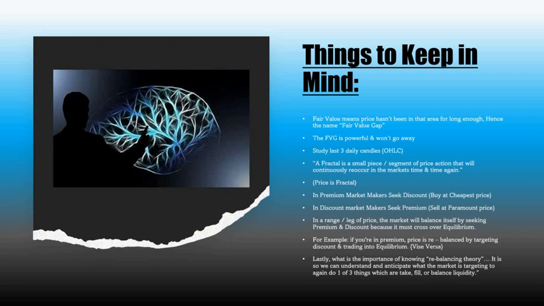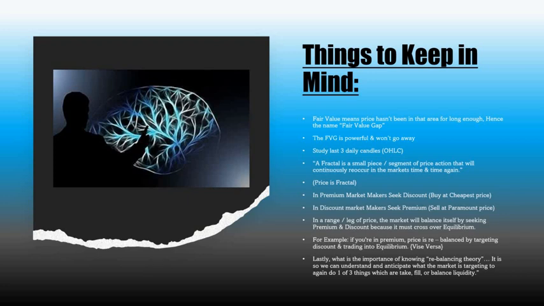So price wasn't in there long enough to balance price. So because price wasn't in there long enough, price became imbalanced, hence the name imbalance. So having that fair value in there means there's a gap of fair value. There's a gap of price not being there long enough. So because of that, that caused an imbalance.